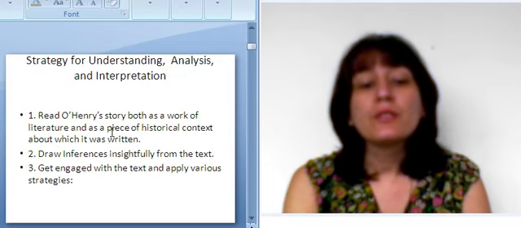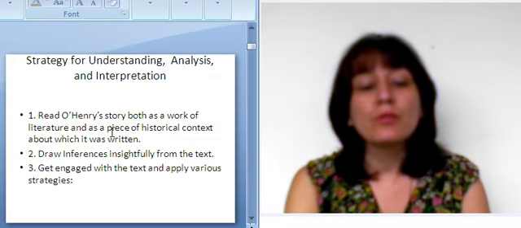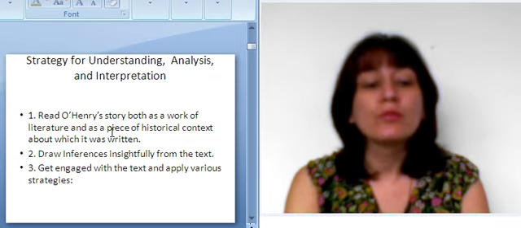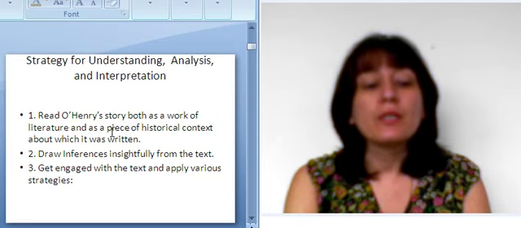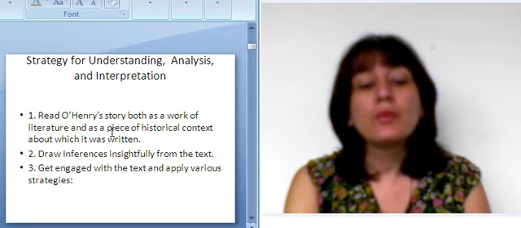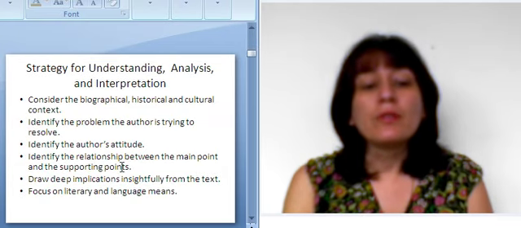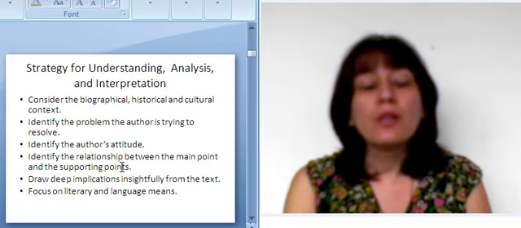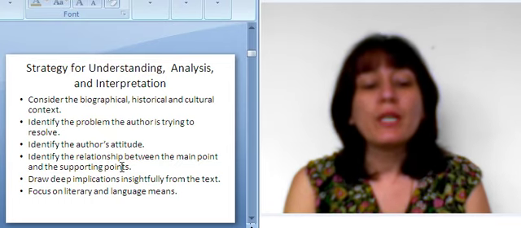Read O. Henry's story both as a work of literature and as a piece of historical context about which it was written. Draw inferences insightfully from the text. Get engaged with the text and apply various strategies. Consider the biographical, historical, and cultural context. Identify the problem the author is trying to resolve. Identify the author's attitude, identify the relationship between the main point and the supporting points, draw deep implications insightfully from the text, focus on literary and language means.